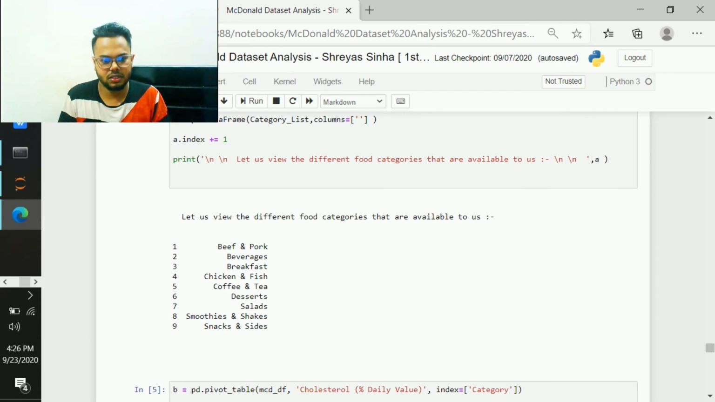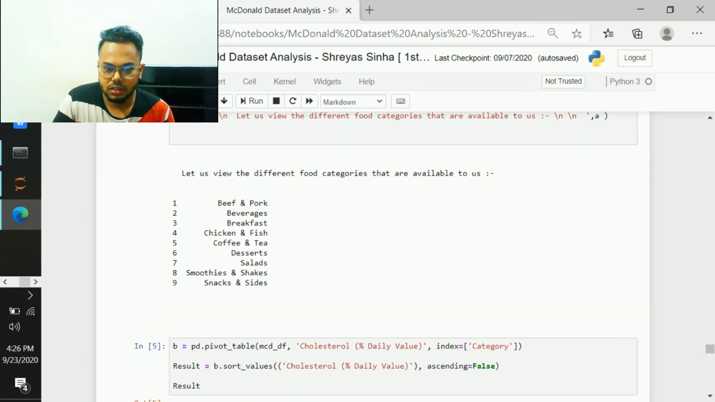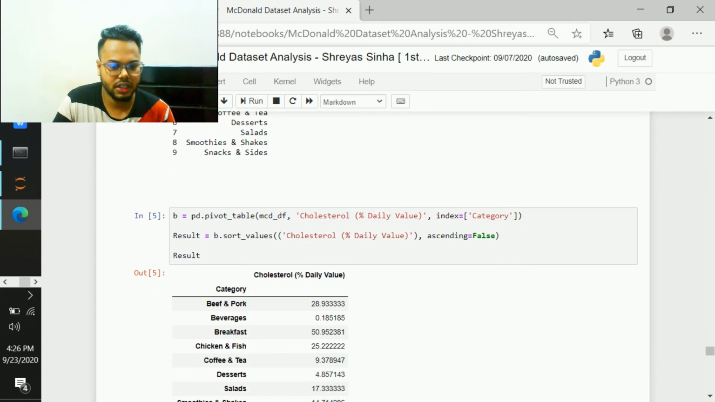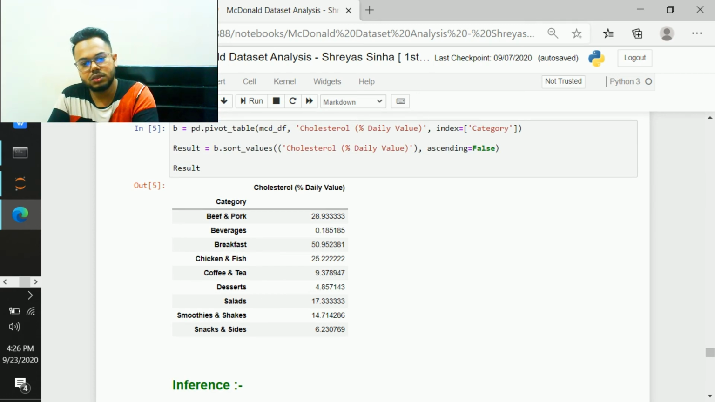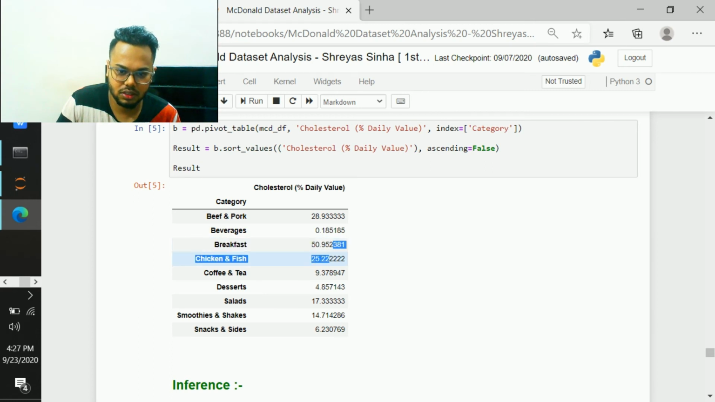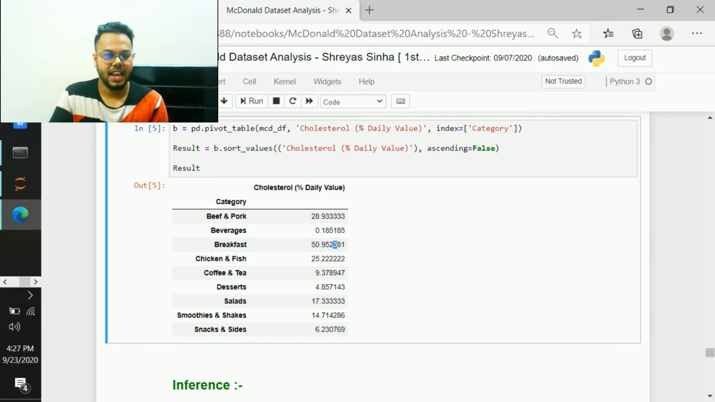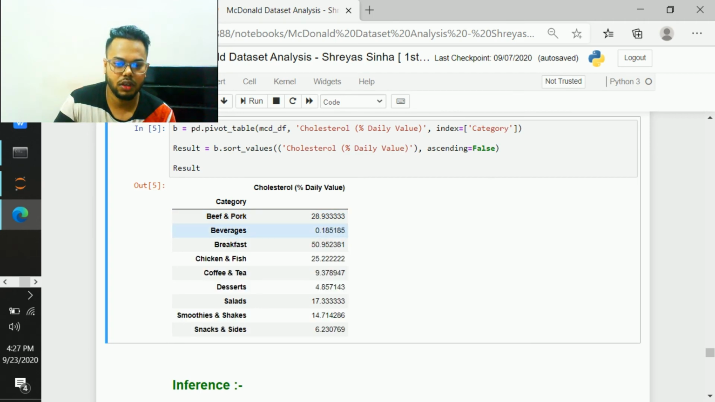It is always better to give a context and then present the insight, so that there is value in the offering of the insight. So I presented all the categories here, nicely numbered. Then for each of the categories, the cholesterol percentage has been presented in a nice way. And you can see that the highest is breakfast, right? And let us see which is the lowest. Beverages have the lowest contribution of cholesterol.